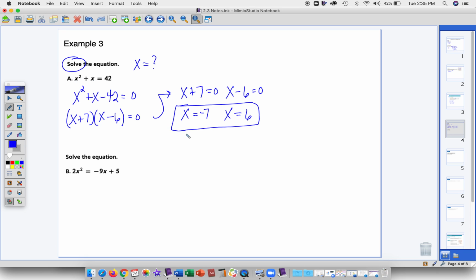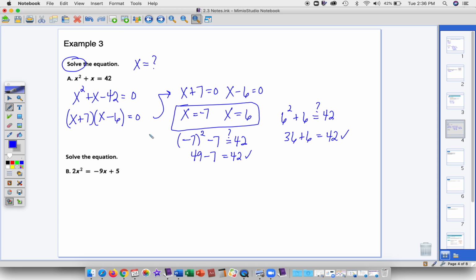If you plug in, if I get negative 7 and I square it, and then subtract 7, does that equal 42? And yes, it does, because any number squared is positive. So 49 minus 7, that does equal 42. I can check with the value of 6. If I plug in 6, I get 6 squared plus 6. Does that equal 42? Well, this is 36 plus 6, and yes, it does equal 42.